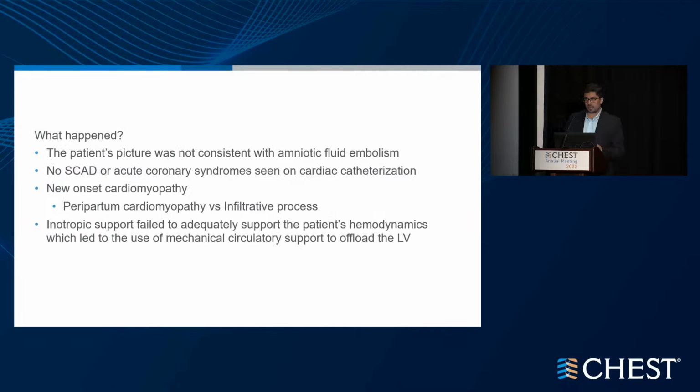So this case was kind of a conundrum for us, exactly what happened, why things progressed so rapidly. Her picture wasn't really consistent with an amniotic fluid embolism. Pulmonary embolism was also on the table as a differential diagnosis. As for her left heart cath, there were no signs of SCAD or acute coronary syndromes. So really we were thinking this is potentially just a peripartum cardiomyopathy that had a very rapid onset versus an infiltrative process. Less likely an infiltrative process considering the acuity, but considering that inotropic support failed to adequately support her hemodynamics, that led us to the decision to use mechanical circulatory support to offload the left ventricle.